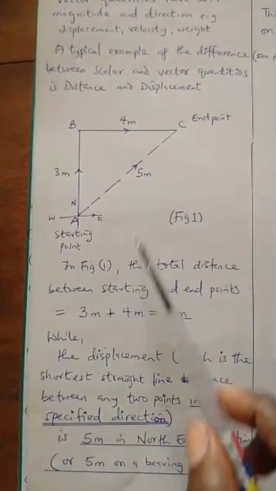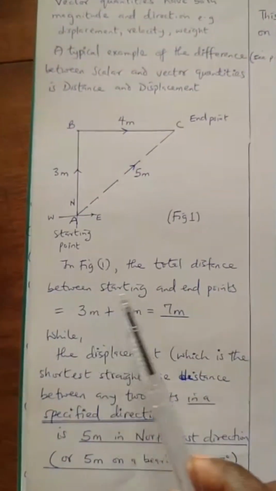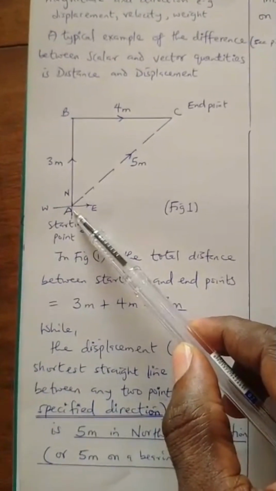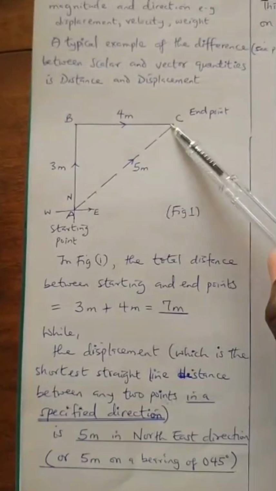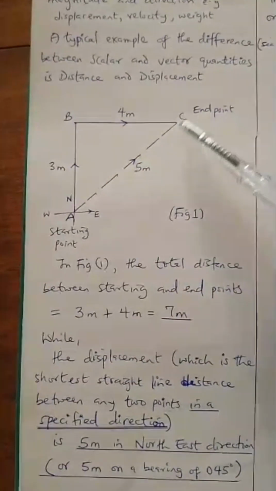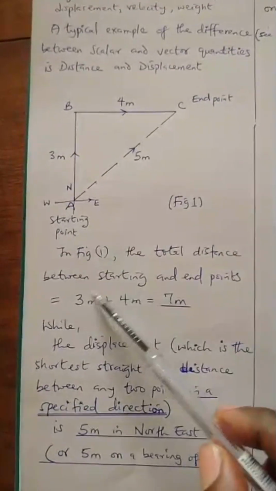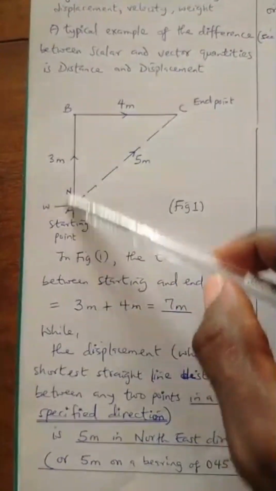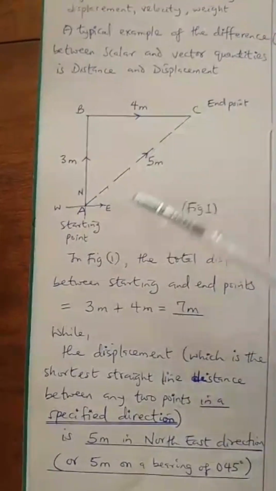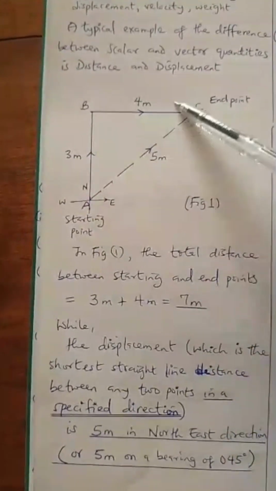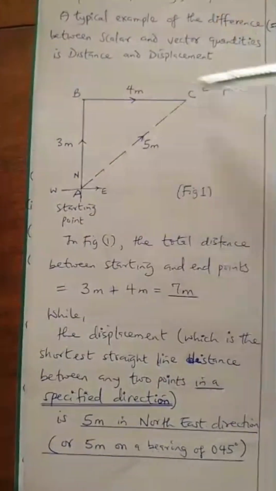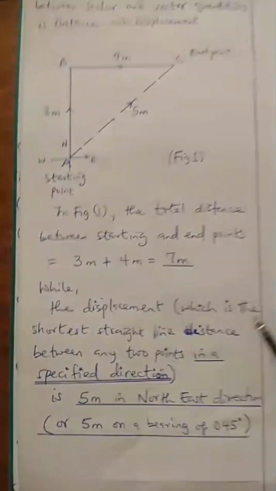In figure 1, we look at the total distance between the starting and end points. Point A is the starting point where the man starts from, and this is his end point. He started from A, went 3 meters north, then 4 meters east. So for the total distance we have to go like this, that is 3 plus 4. We have to traverse every corner. So the distance is 7 meters. But the displacement is a different matter.